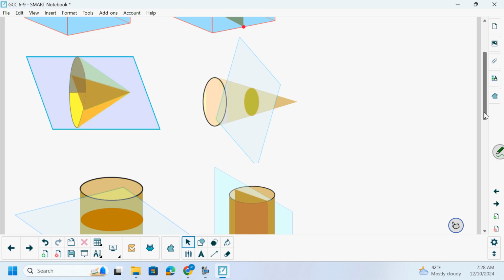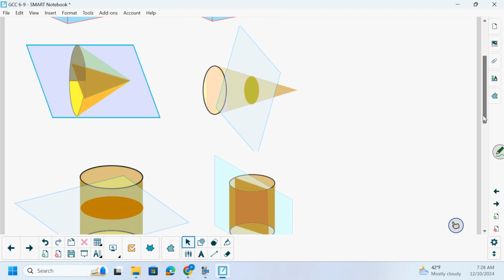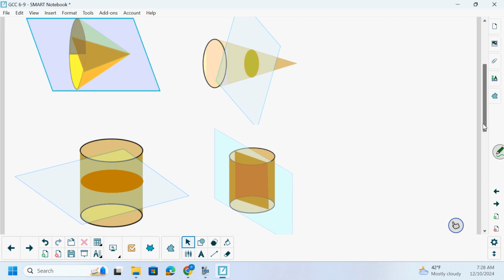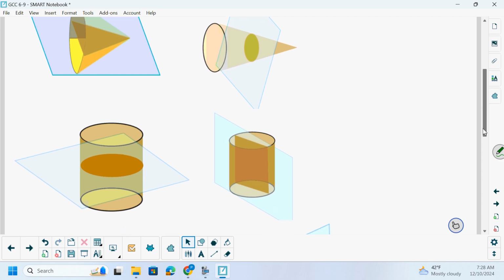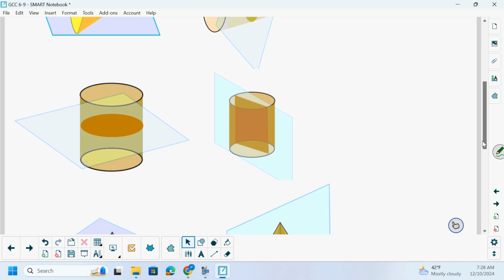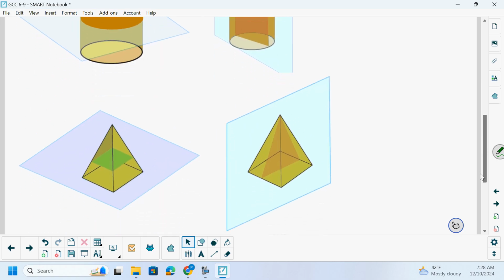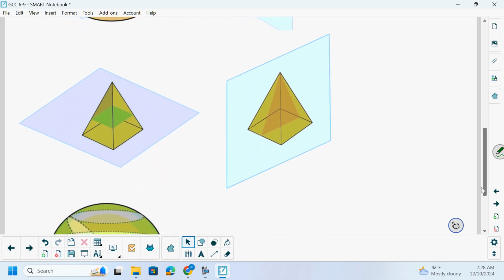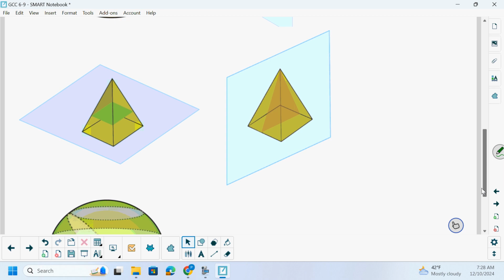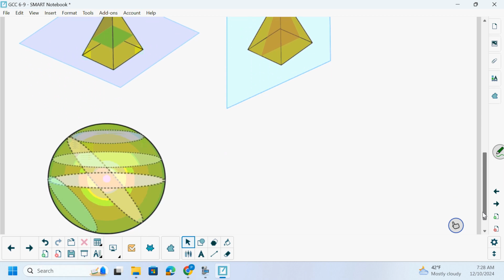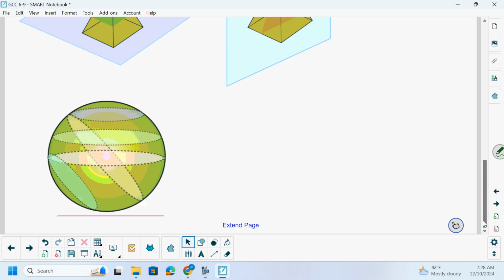So imagine again that you're slicing it as if it's like deli meat or like slicing vegetables. Depending the way you slice it, you're going to get different shapes. Now with our cylinder, if you slice it so it's parallel to the bases, notice we're getting circles. But if you slice it vertically, you are getting rectangles. And then here's some with a pyramid. So if we slice it parallel to the base, we're getting squares. But now if you slice it vertically, you're getting triangles. And then with the sphere, if you slice it, we're getting all different rounded type shapes.